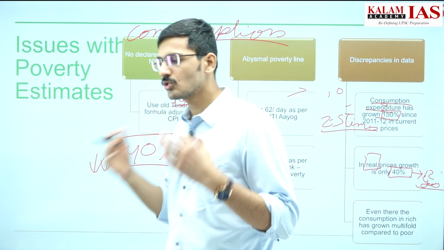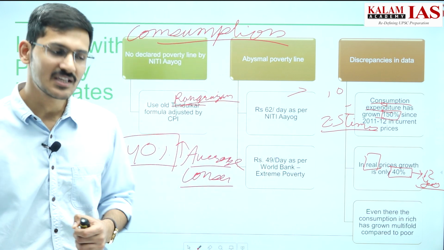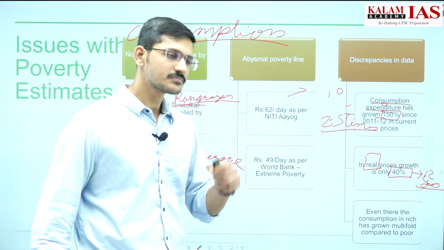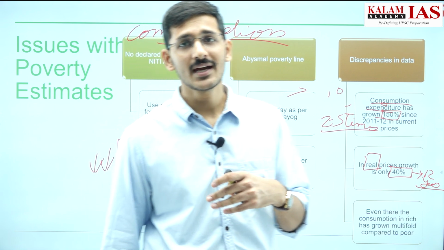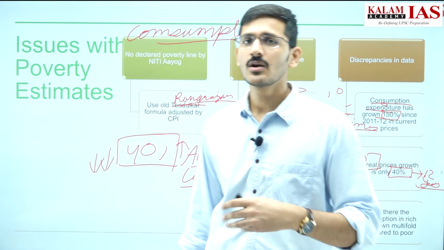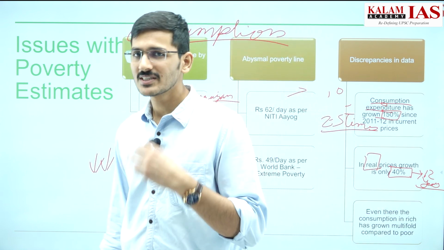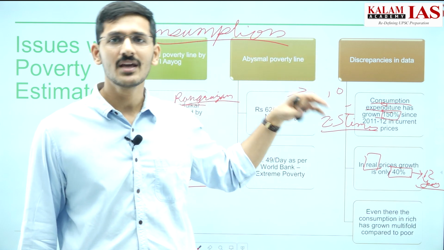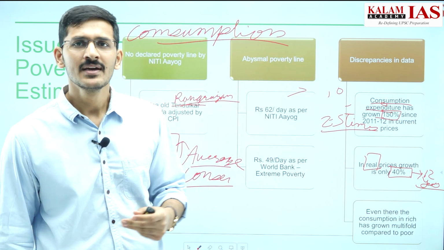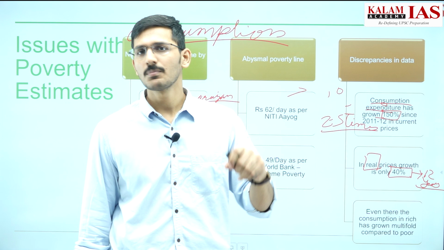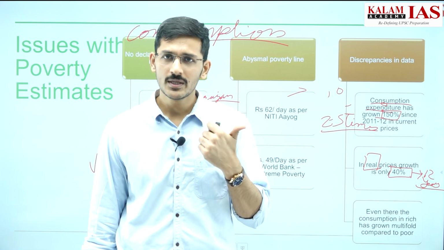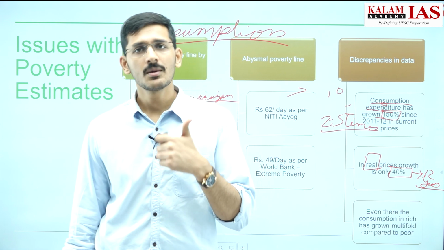So the claims about Indian poverty being less than 5%. First of all, they are talking about extreme poverty. They are not talking about poverty, because the poverty line, 60 rupees per person per day, is in itself a very abysmal poverty line. And they are talking only about the rural people.